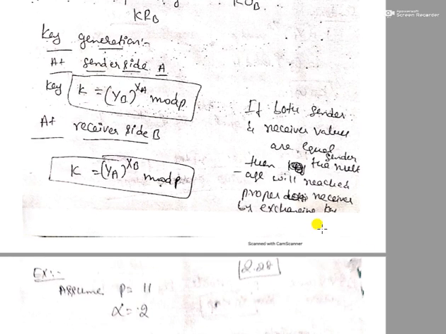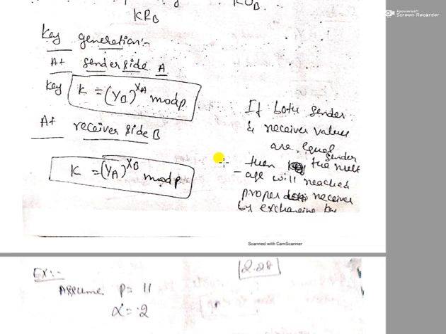And then for generating the key at the sender side, K is equal to Y B power X A mod p, that is, the public key of the receiver power the private key of the sender mod p. At the receiver side for generating the key, we use the public key of sender A and then the private key of the receiver mod p. If both the sender and receiver values are equal, then the message will reach the proper receiver by exchanging the key. If both are equal, only then we come to know that the receiver will receive the proper message sent by the sender. So this one is the key generation.